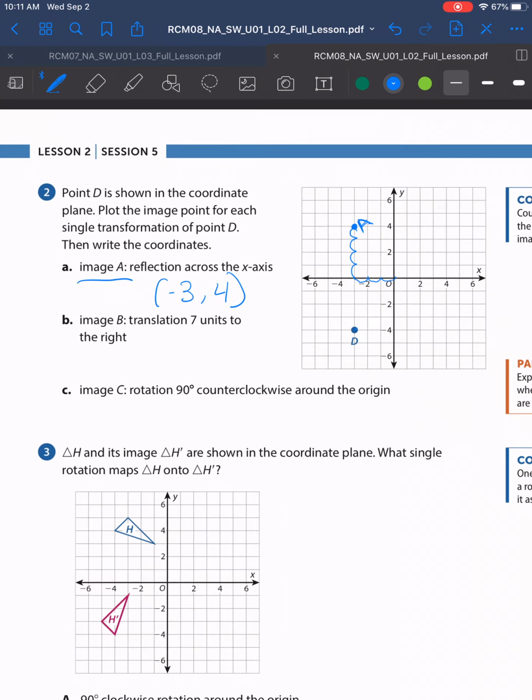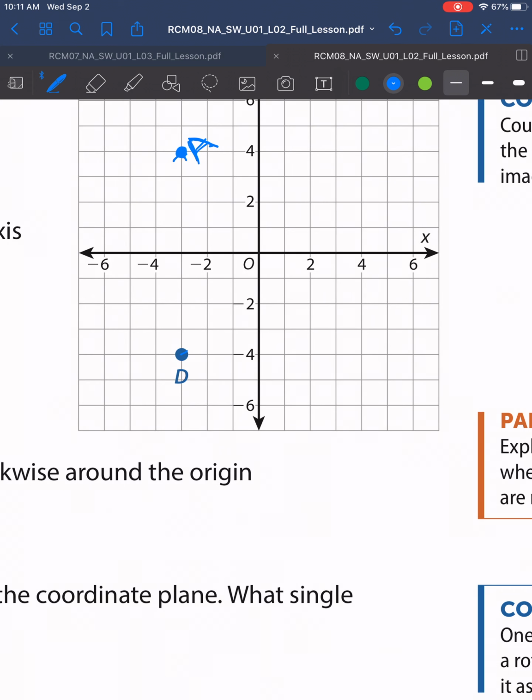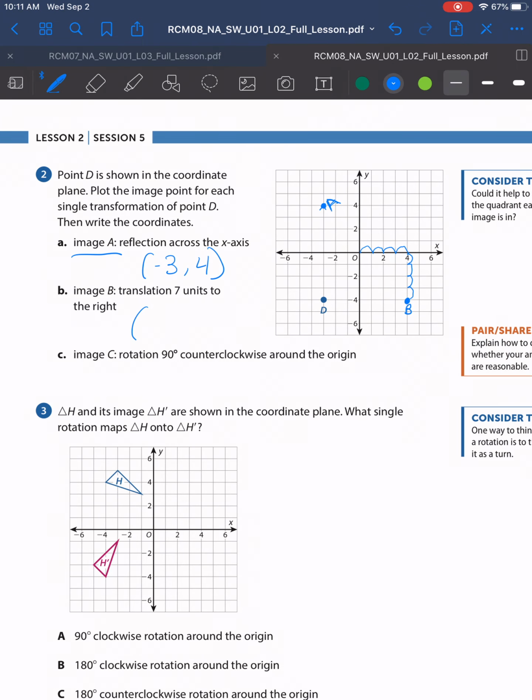Now we're going to take D, and we're going to translate it 7 units to the right. Okay, I'm going to erase my little markings. 7 units to the right. So starting at D, 1, 2, 3, 4, 5, 6, 7. And that's our new shape, B. Erase my marks. Let's go write down what B's coordinates are. Looks like it went over 1, 2, 3, 4, and then down 1, 2, 3, 4. So 4, -4.